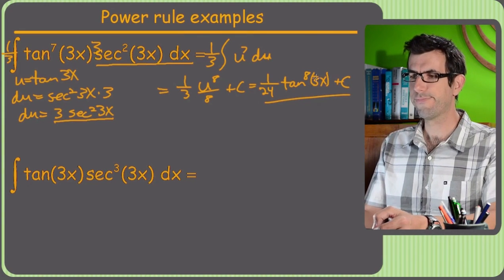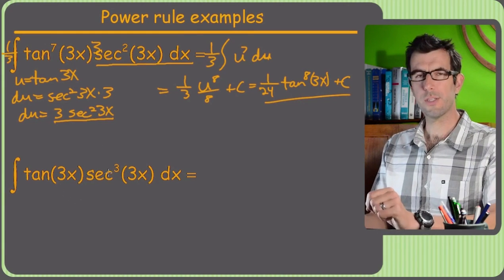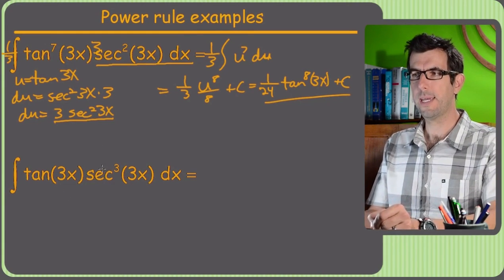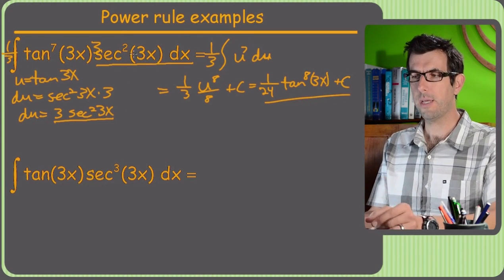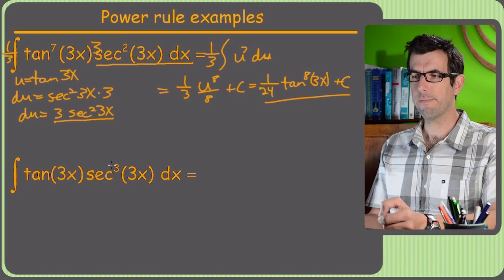Pretty wild. All right, what's going to happen with this one? Well, gosh, this looks an awful lot like the previous problem, right? Except this time, instead of secant squared, which is great because it's the derivative of tangent, I've got a secant to the 3rd power. Not so bueno.